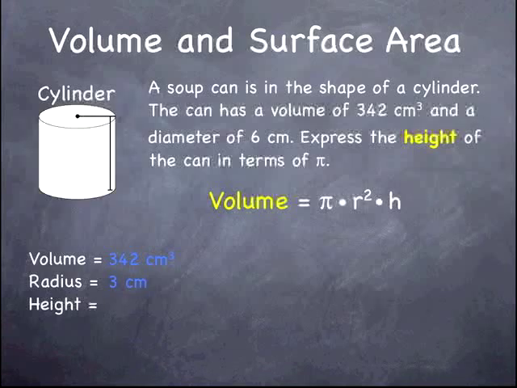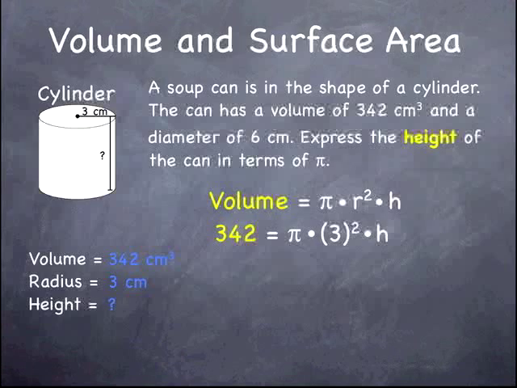The question asks to express the height, so the height is what I'm going to try to find. Again, I'm going to take my formula and plug in my values. 342 goes in for volume, and the 3 goes in for the r. Now I'm going to have to solve for h, so I have to simplify this just a little bit further. I know that 3 squared is 9, so I can write 342 equals pi times 9 times h. And now what I want to do is get h by itself.